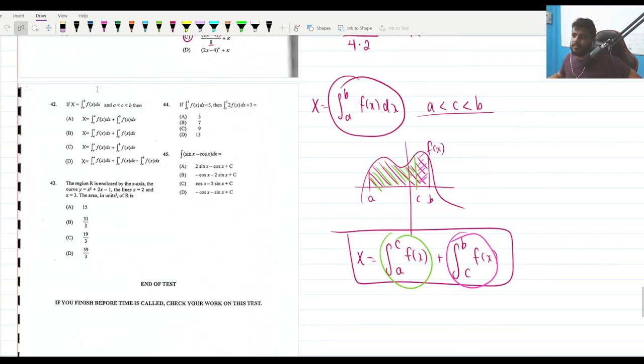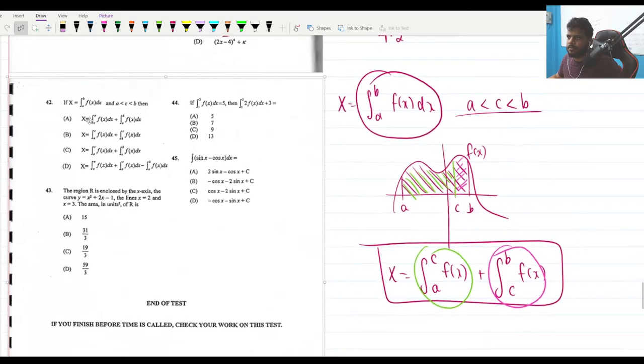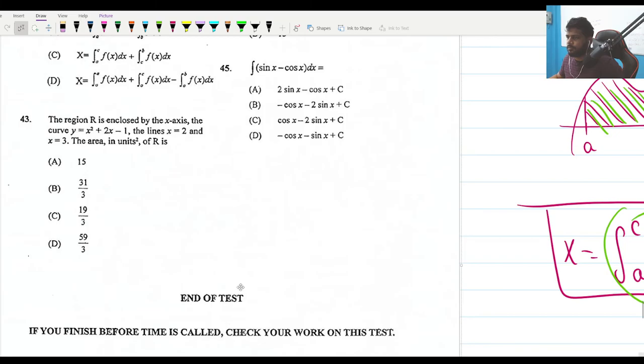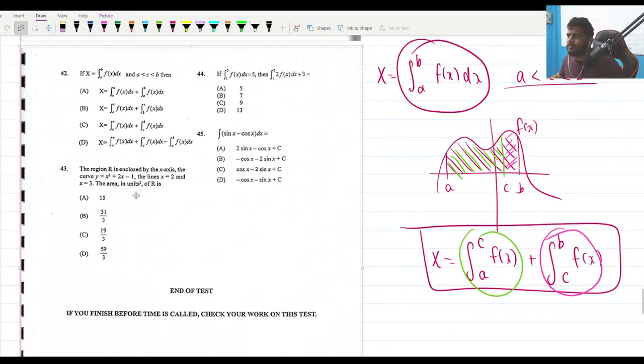So let me see if one of these are options. It's 0, a and 0, b and 0, no. Between c and a, alright, so it's between c and a of f of x, so it could be this one here, or it could be b or c, plus b and c of f of x, so the answer is c.